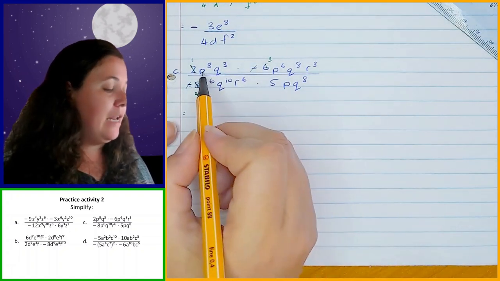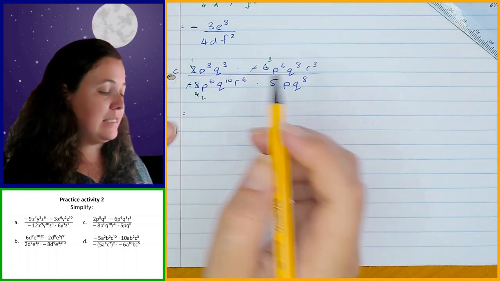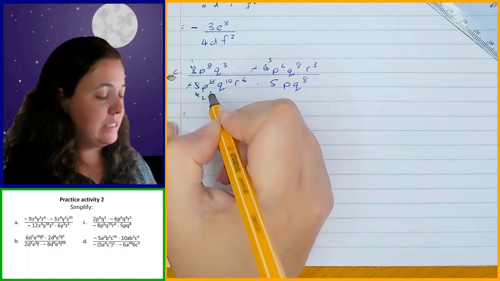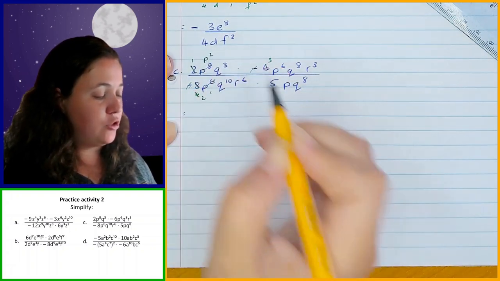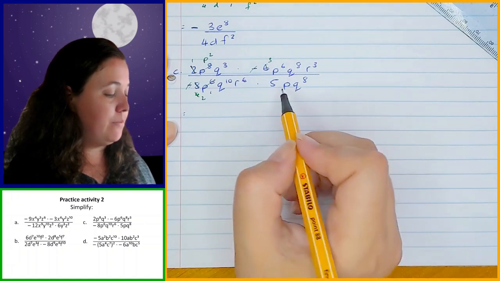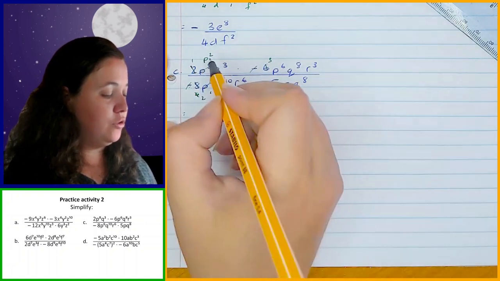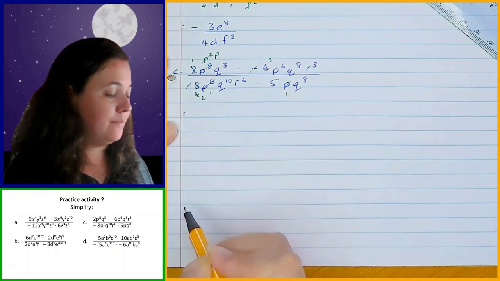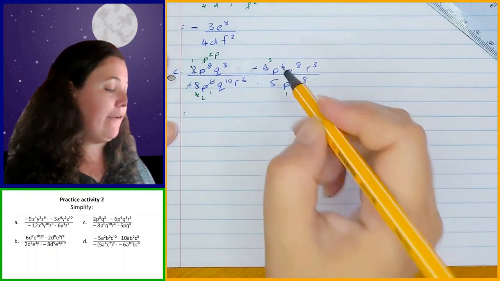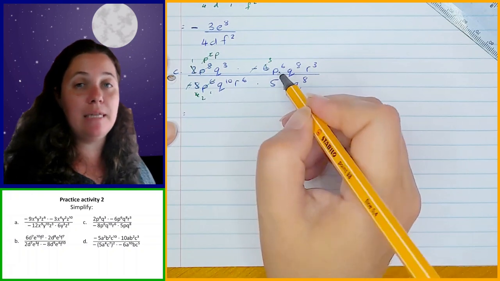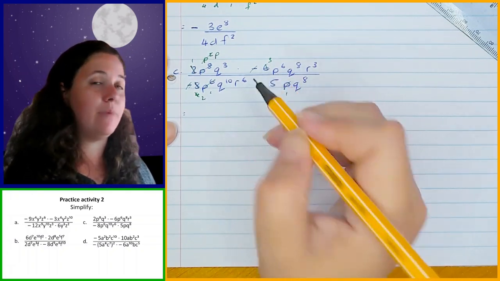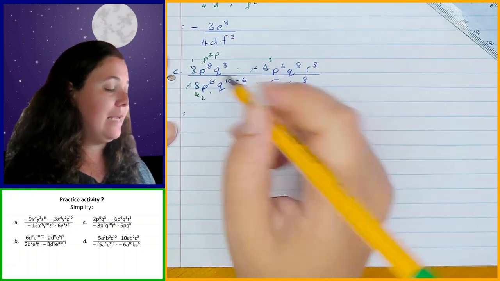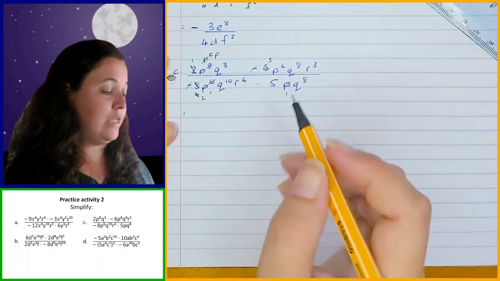Okay. Then I've got p to the power of 8 over p to the power of 6. I can simplify that. This cancels, and this gives me p to the power of 2. Then over here, I've got p and p to the power of 2. So that can cancel, giving me p and 1. I could also have cancelled the p with the p to the power of 5 instead, or the p to the power of 6 instead, and ended up with p to the power of 5. Either way, it'll give me the same answer in the end.